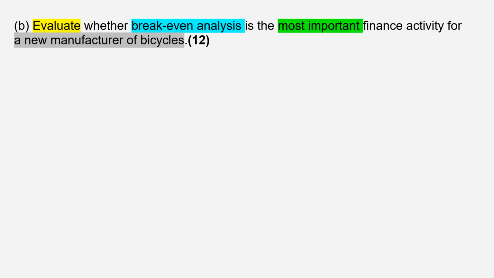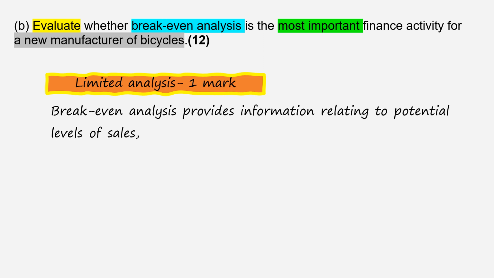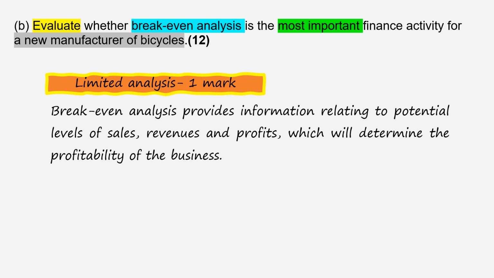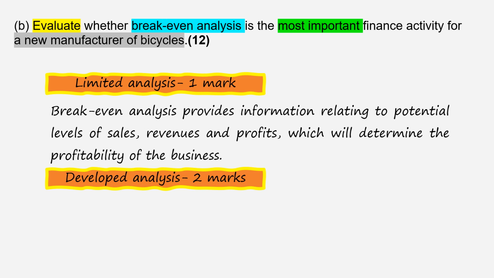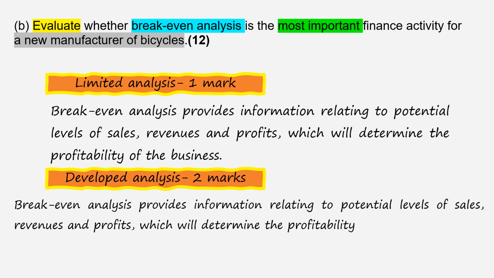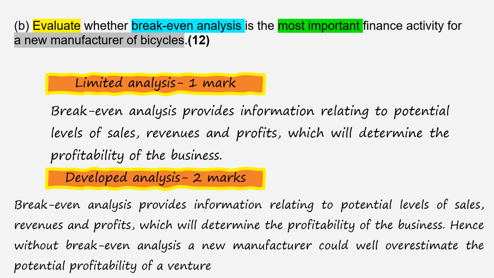And then for analysis 1: break-even analysis provides information relating to potential levels of sales, revenues, and profits, which will determine the profitability of the business. Analysis says what will happen, the consequences, the causes. For the developed one, the break-even analysis provides information relating to potential levels of sales, revenues, profits, which will determine the profitability of the business. Hence, without break-even analysis, a new business could well overestimate the potential profitability of a venture and suffer significant losses. That is the analysis part.